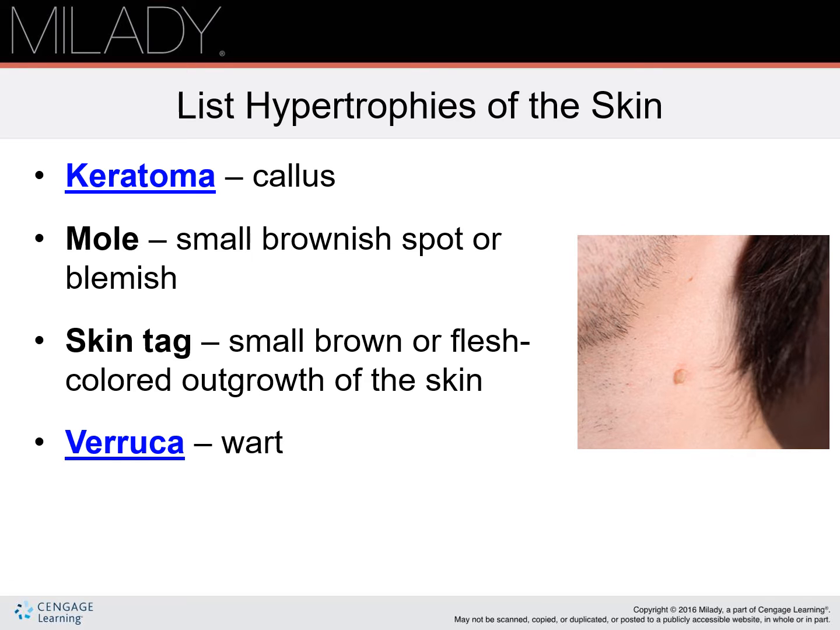A skin tag. A skin tag is a small brown or flesh-colored outgrowth of the skin. These most frequently occur on the neck and the chest. You can go to the dermatologist. They typically freeze these off.